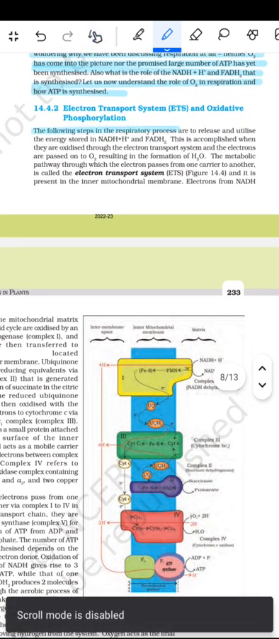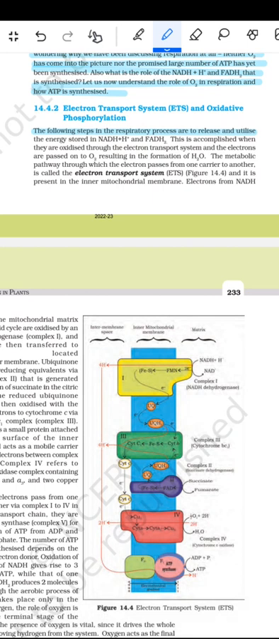The following steps in the respiratory process are to release and utilize the energy stored in the NADH plus H plus and the FADH2. This is accomplished when they are oxidized through the electron transport system and the electrons are passed on to the O2, resulting in the formation of H2O. The metabolic pathway through which the electron passes from one carrier to another is called the electron transport system. It is present in the inner mitochondrial membrane.